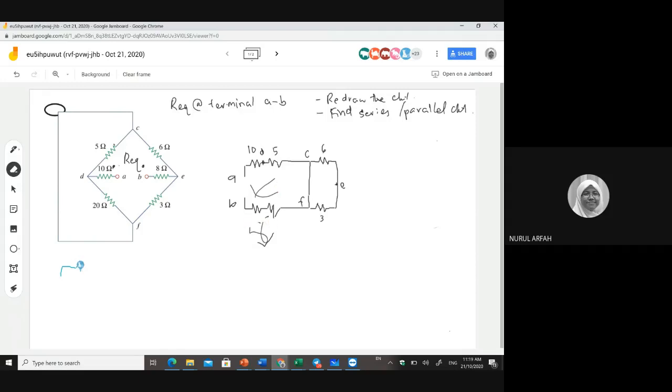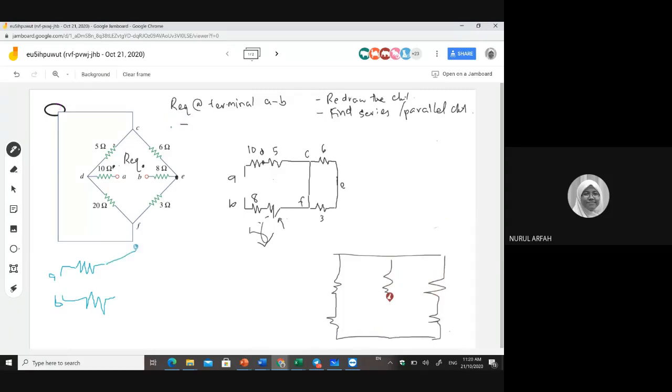Over there. Are you sure? E is here. E here. So E is supposed to connected to 8. If this is 8, and then what is this one? This 20? Ni apa?